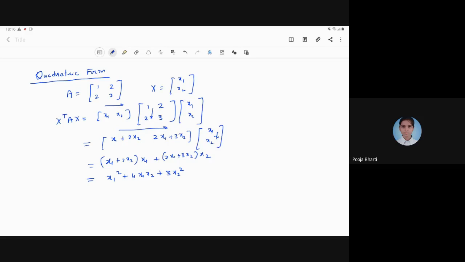x1 square plus 4x1 x2 plus 3x2 square. It is a polynomial, a second degree polynomial in x1, x2, in two variables. In one variable, if you say a polynomial carrying only a second degree term, it is x square. But it is in two variables. Okay? This is a quadratic form.